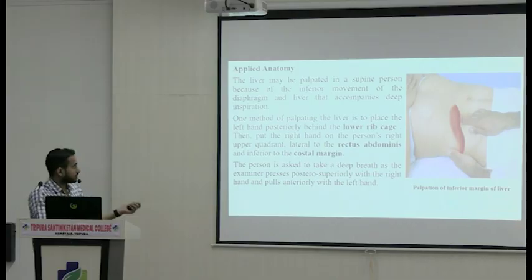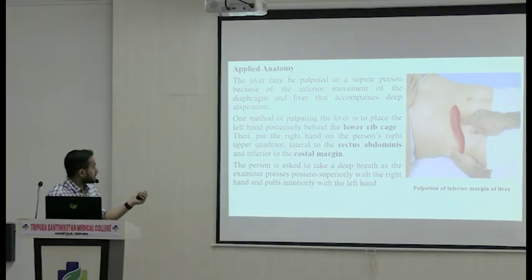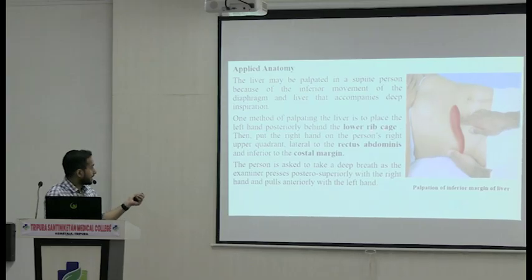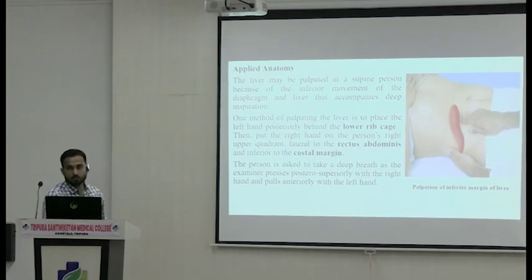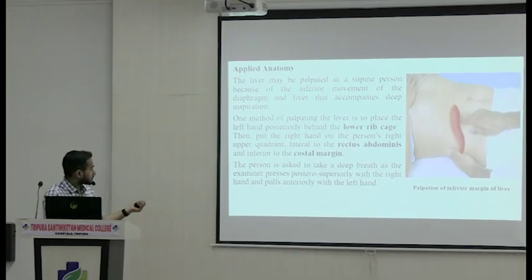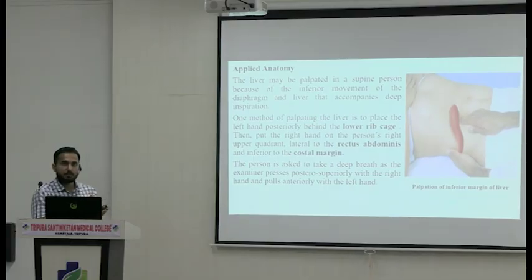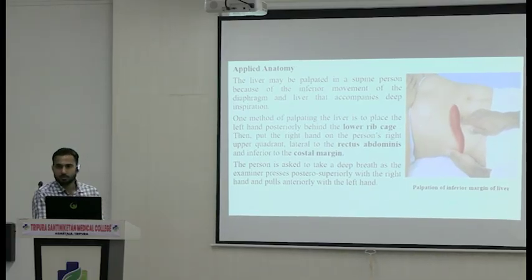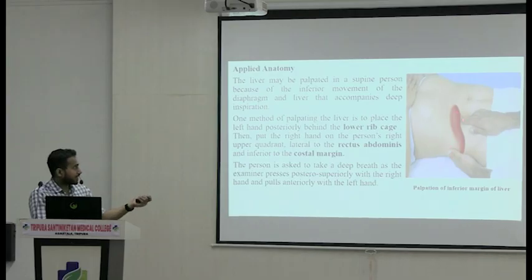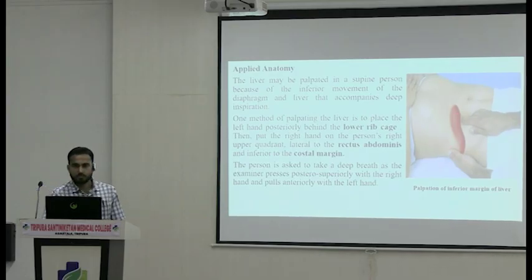Now, how is the palpation of the liver done? The method of palpating the liver is to place the left hand posteriorly behind the right lower rib cage, and put the right hand on the person's right upper quadrant, lateral to the rectus abdominis muscle. Then the person is asked to take a deep breath, and the examiner will press posterior-superiorly with the right hand and pull anteriorly with the left hand. Like this you can palpate the inferior border of the liver only. So this is how manual palpation of the liver can be done.